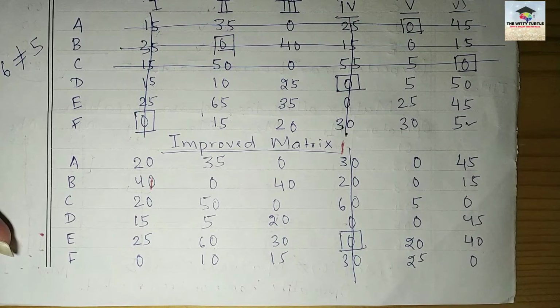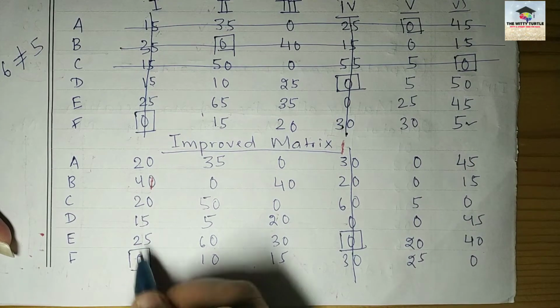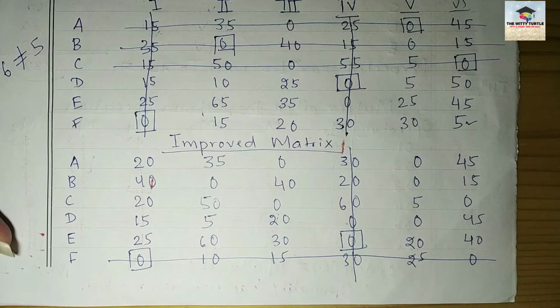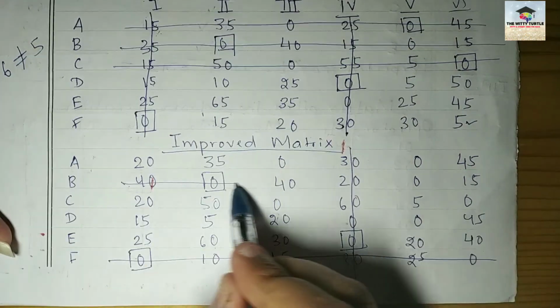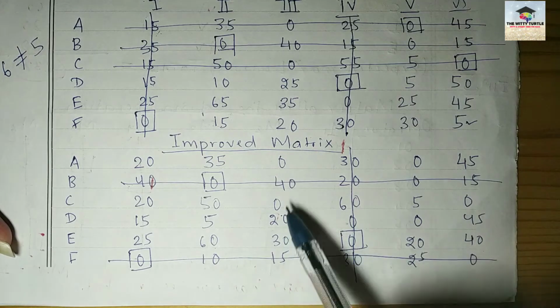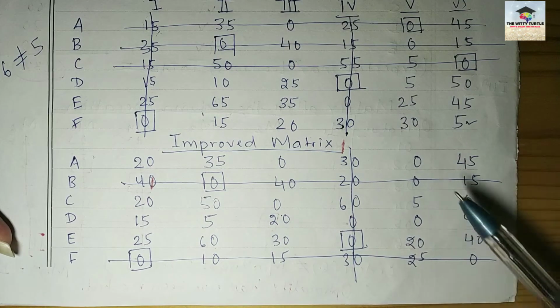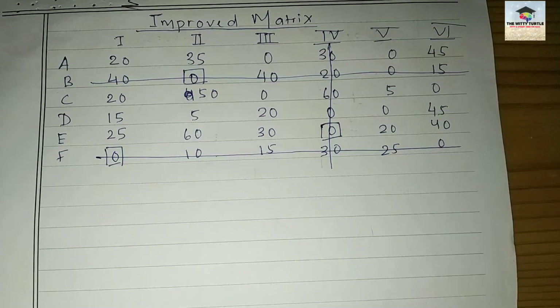Now it is the time we should check for the columns, right? In the first column there is only 1 zero, so you can cut this entire row. Now in the second column only 1 zero is there, so you can again cut this entire row. Now in the third column you have 2 zeros, so leave it. And in the fourth column also you have 2 zeros, and in the fifth column also you have 2 zeros, right? So what will be the next step?